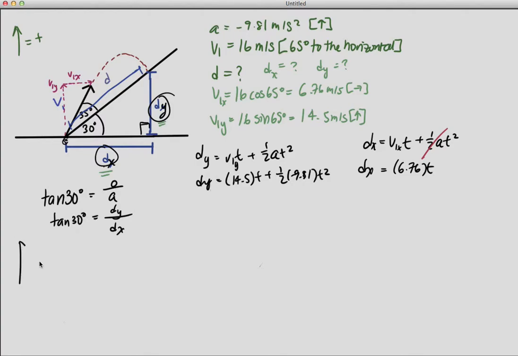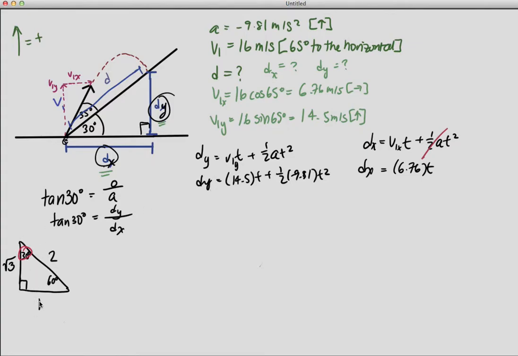Now, if you remember your special triangles, you can draw it out here. And we'll use the one where the hypotenuse is 2, then we have 1 and square root 3. And our angles are 30, 90, and 60. So if you look at our special triangle here, we have 30 over here.